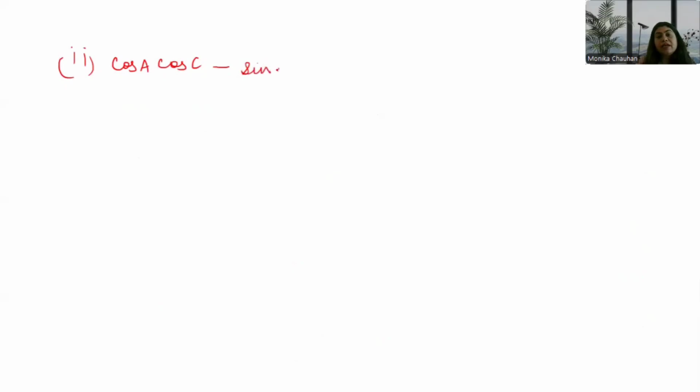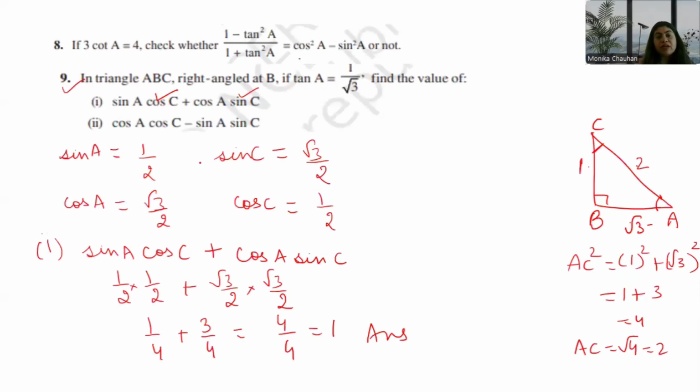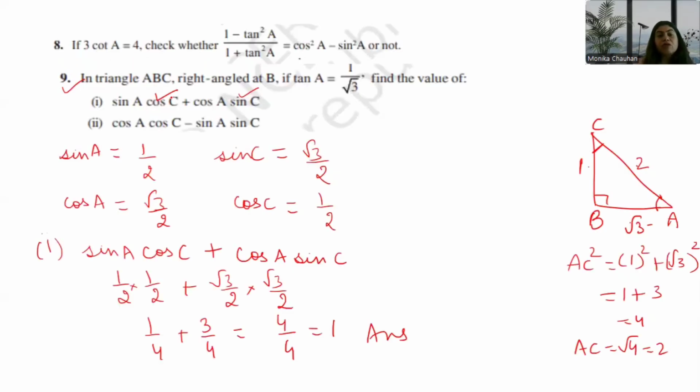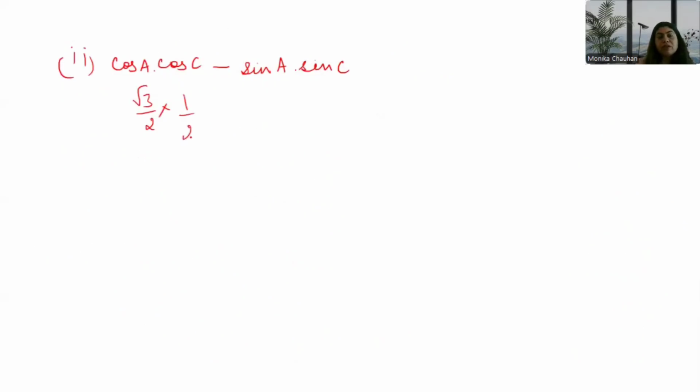Minus sine A sine C. You have already calculated the values of all these trigonometric ratios, so write down. So first, cos A is root 3 by 2. Write down, it is root 3 by 2. Multiply. Cos C is 1 by 2. So it is 1 by 2.